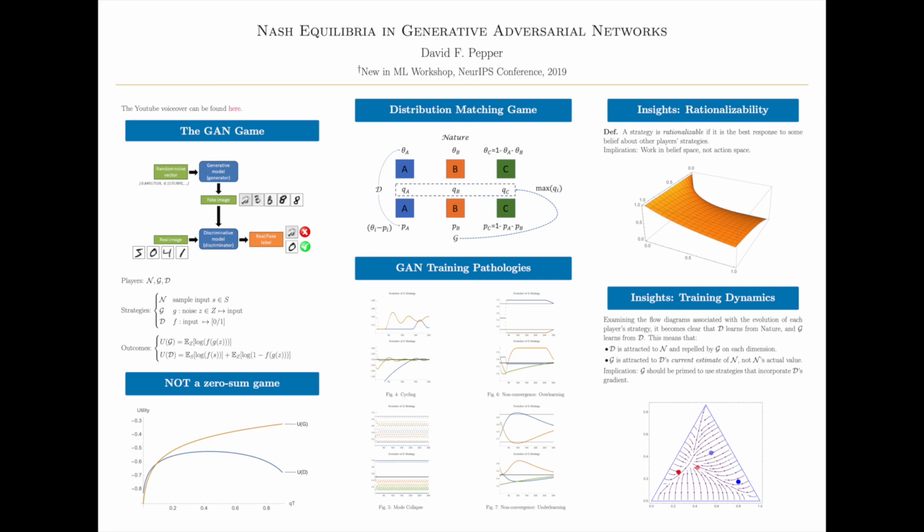The other is that in training, what happens is that the discriminator tries to follow nature, but then the generator follows the discriminator, and in fact it tries to follow what the discriminator thinks nature is at that moment. So in fact, the generator is kind of pulling the discriminator along. These insights say that we should be training using belief space, not action space, and that we should incorporate the delta in D's movement every time into the generator strategy.